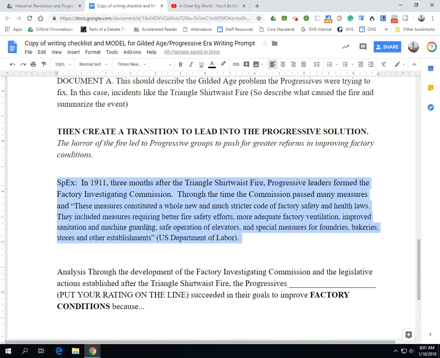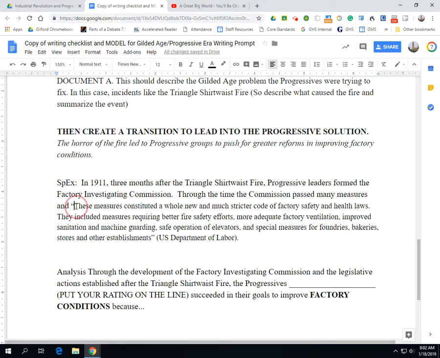With that said, you're going to have to put those specific examples into your document. You're going to notice that my first sentence says, in 1911, 3 months after the Triangle Shirtwaist Fire, progressive leaders formed the Factory Investigating Commission. You may need to give a little bit of background to what it is you're about to put for evidence. For instance, if you're looking at child labor, you need to explain who Lewis Hine was and what he did before you describe his pictures and what he was trying to bring forward in regards to informing the public of child labor. Then I embed my quote.